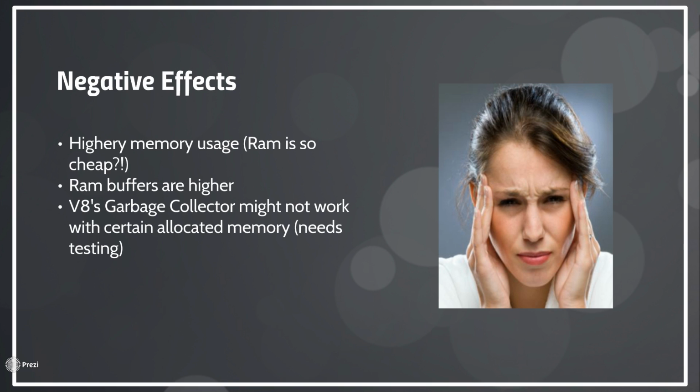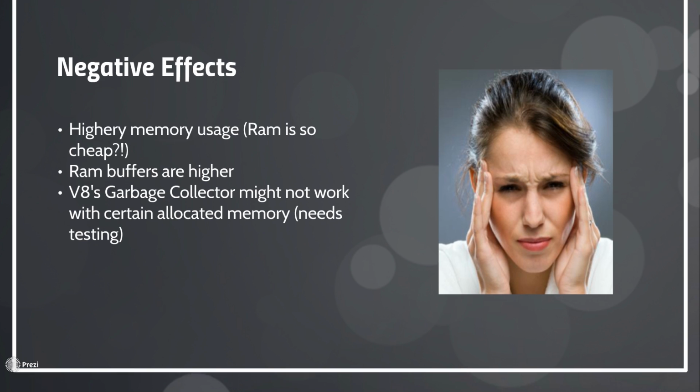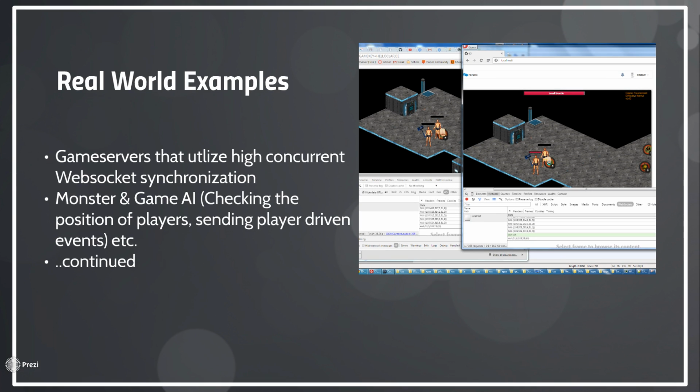V8's garbage collector might not work with certain allocated memory. This needs testing. Obviously, that's what the developers of Node.js and JXcore will do, because they're smart. But I'm pretty sure it's going to be multiple V8 instances, but it's going to be shared memory. But I'm pretty sure the garbage collector will be fine.